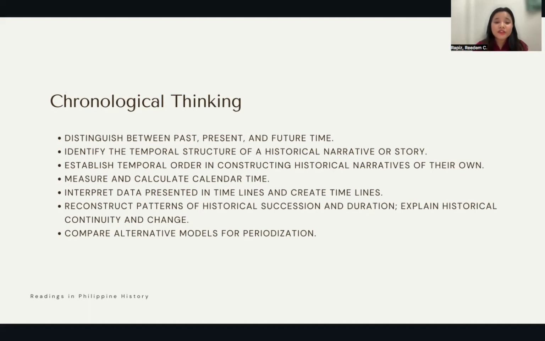Reconstruct patterns of historical successions and duration. Explain historical continuity and change. This process allows students to discern the patterns and trends that characterize the events. Next, and lastly, compare alternative models of periodization. Alternative models for periodization are various approaches employed by historians to divide and characterize historical time into distinct periods.